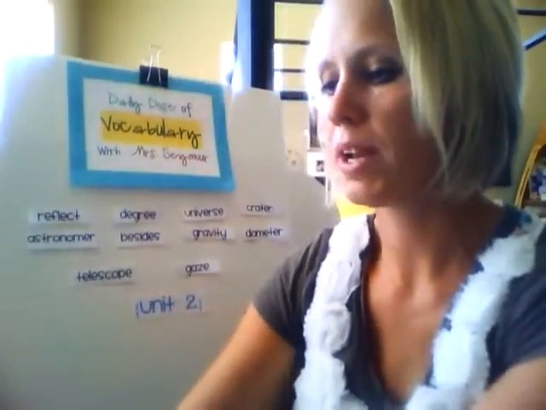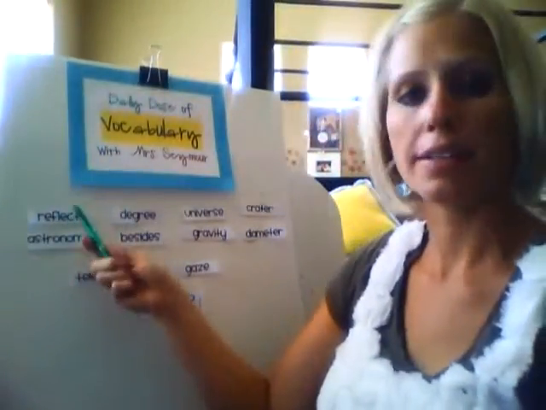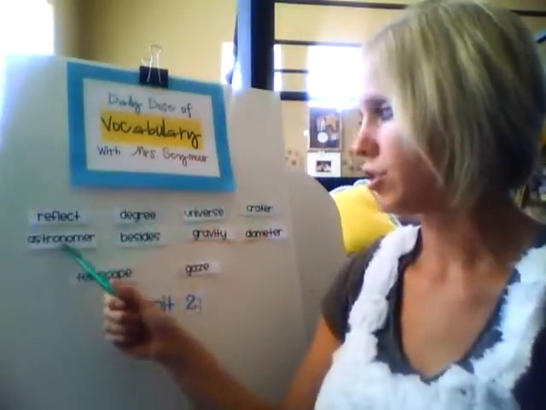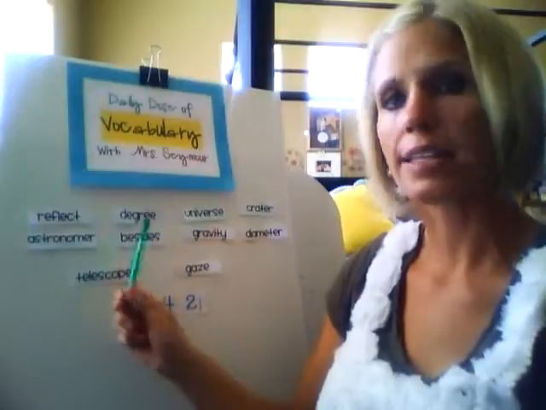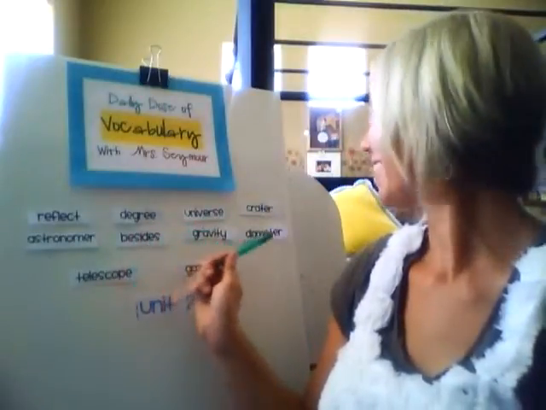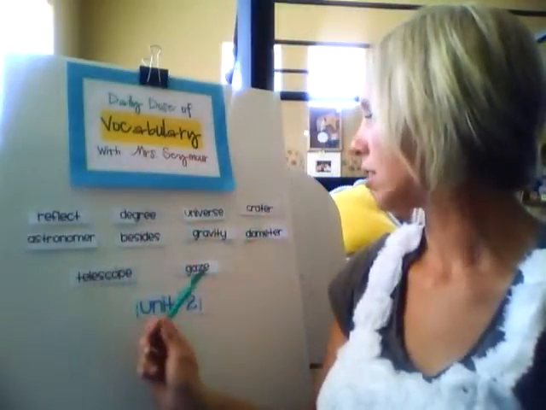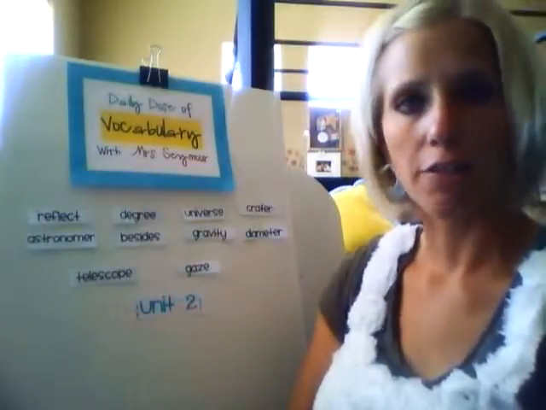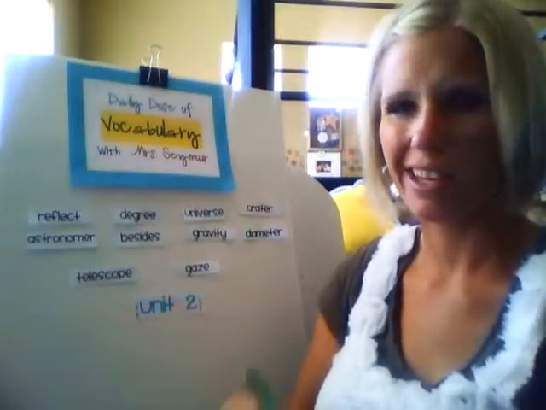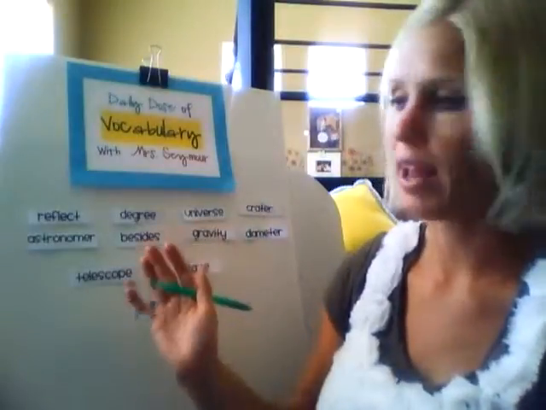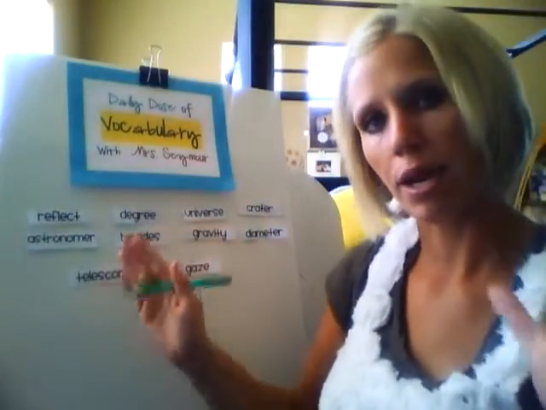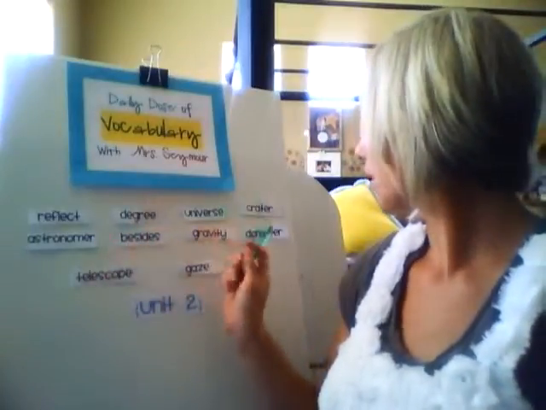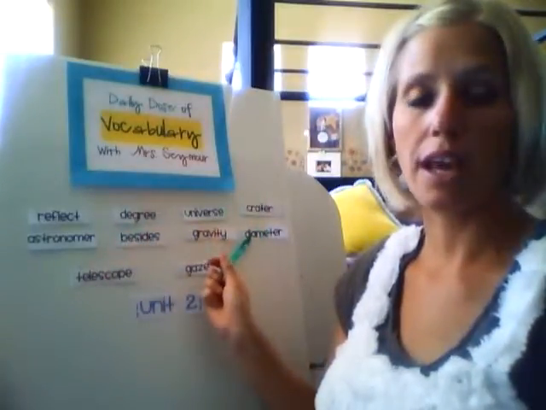So our words are behind me right here. Reflect, degree, universe, crater, astronomer, B-sides, gravity, diameter, telescope, and gaze. We're in Unit 2. And the words I want to act out for you today, or just kind of show for you, I'm not going to run around and act out because I got my little nook set up right here. But I wanted to do the word diameter, because this is a word you're really going to actually use a lot.